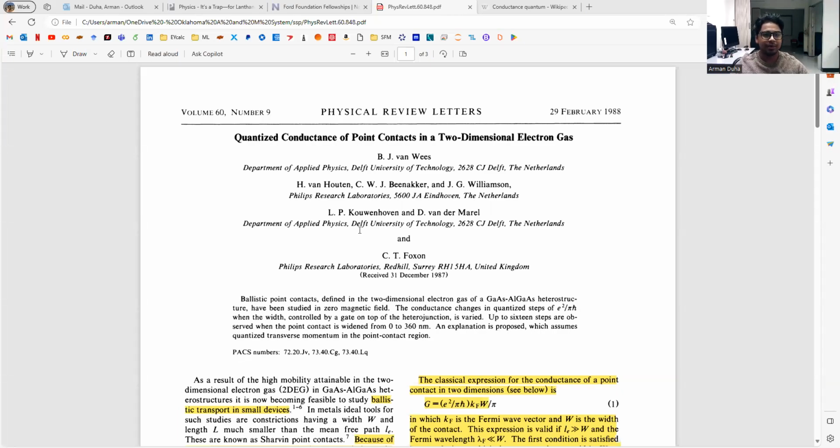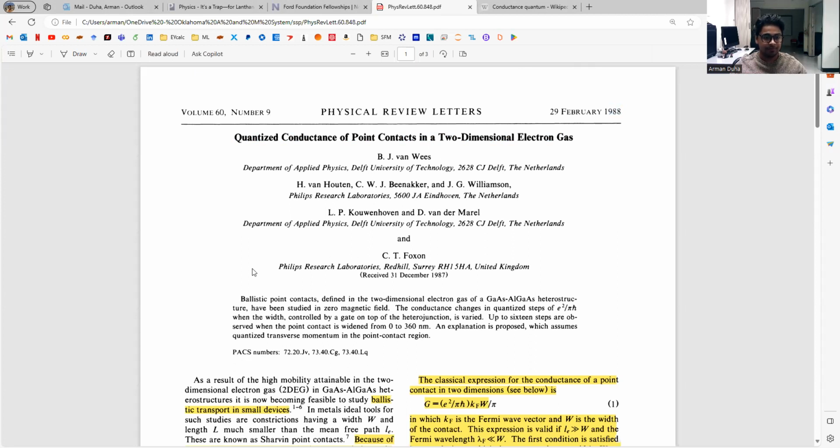So the paper that I wanted to discuss for the finals project is the following paper, Quantized Conductance of Point Contacts in a Two-Dimensional Electron Gas. Even though it's quite an old paper, I wanted to discuss this because it actually covers quite a few topics that we learned in this course.